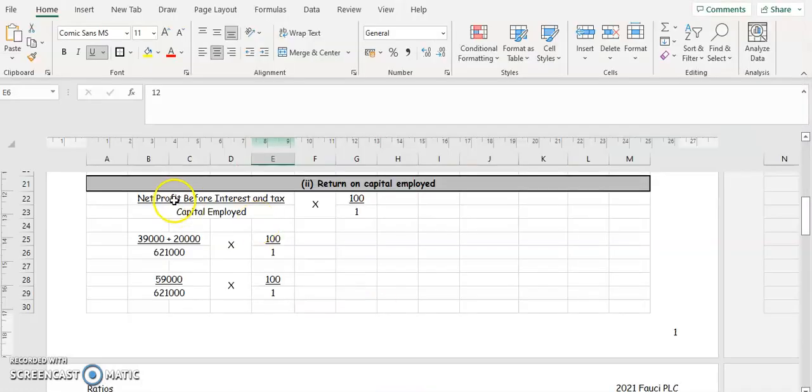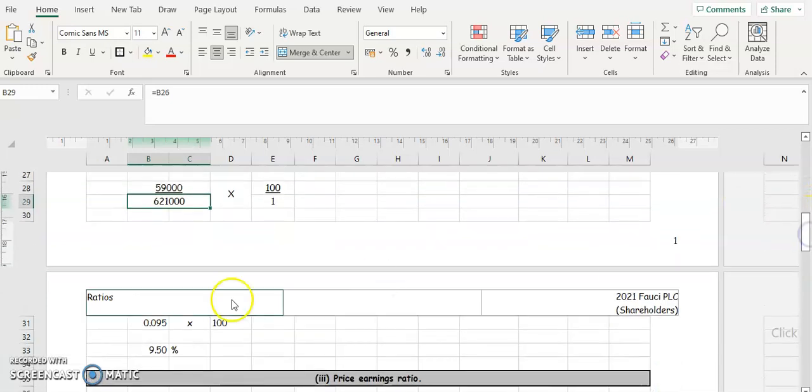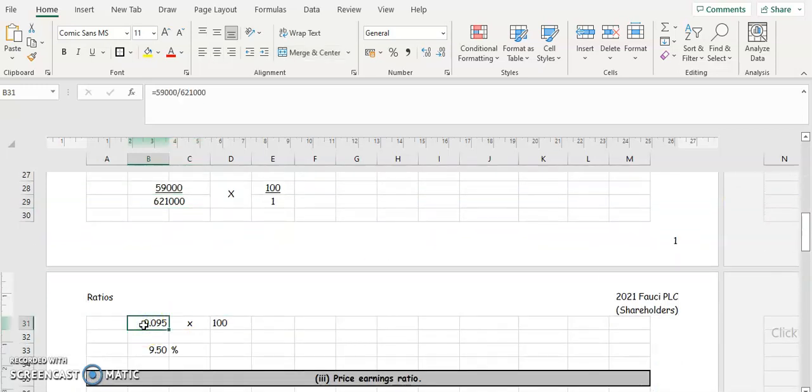So your formula, net profit before interest and tax divided by your capital employed multiplied by 100 over 1. We said your net profit was 39,000. We're going to add on the 20,000, which is your interest, and you're going to divide that by 621,000. So it's 59,000 divided by 621,000 multiplied by 100 over 1. So it's 0.095 multiplied by 100. So it's 9.5%.